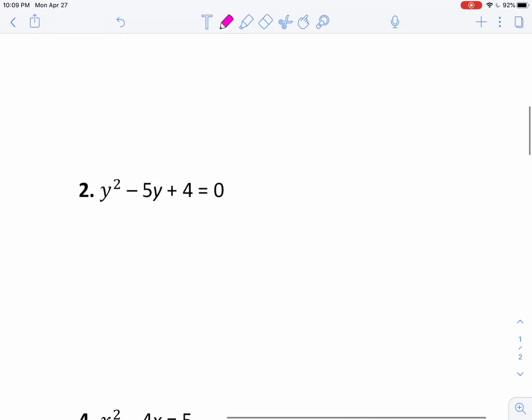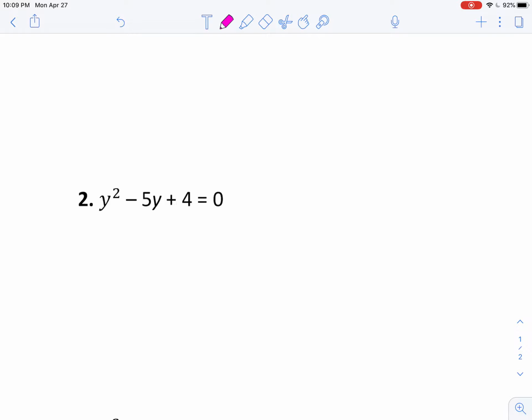In question number 2, again, we have all of our terms on one side of the equation. They are in descending order, y squared minus 5y plus 4. So we can factor, make the 2 parentheses. Y goes at the beginning of each. Then we need 2 numbers that multiply to 4, but add to -5.